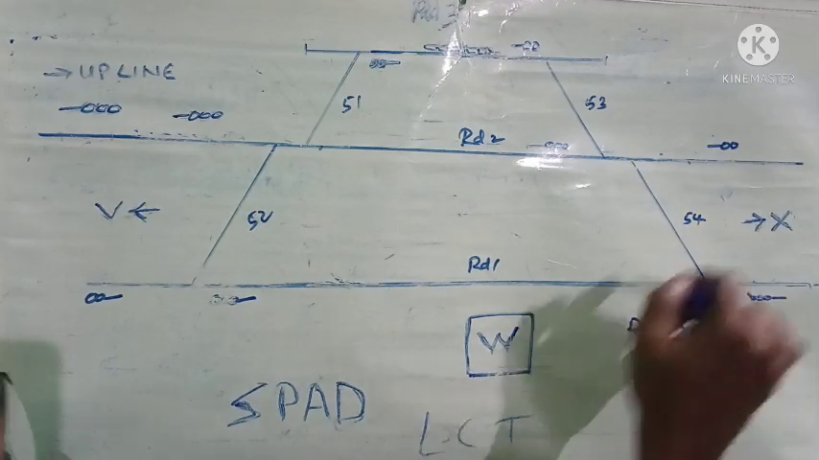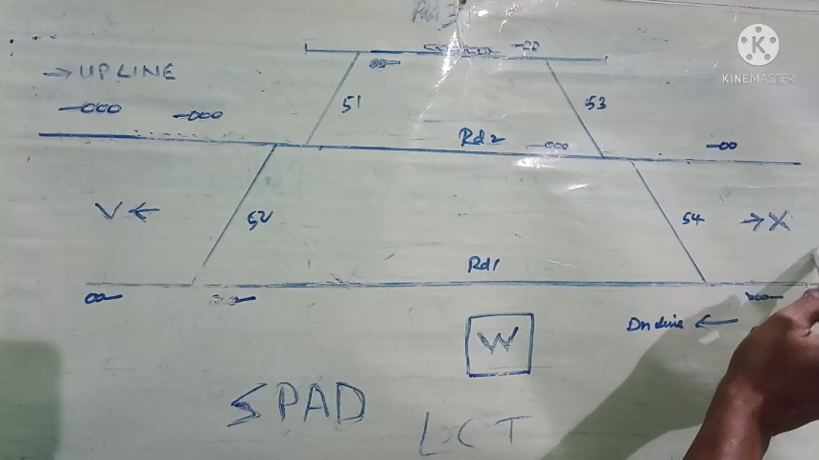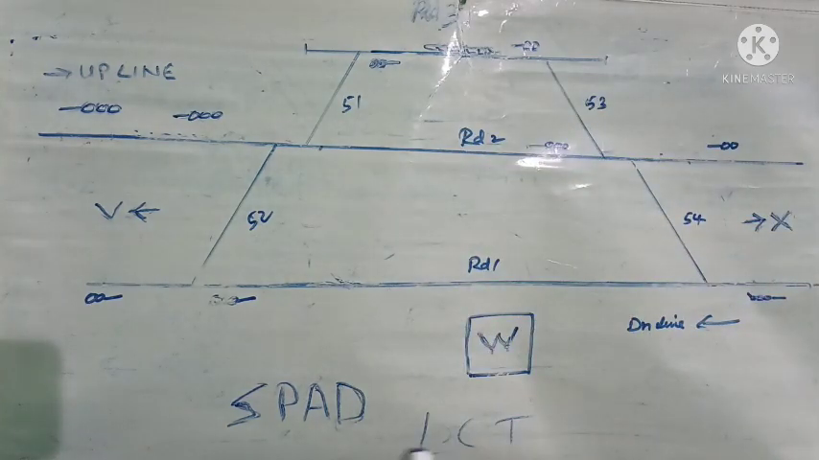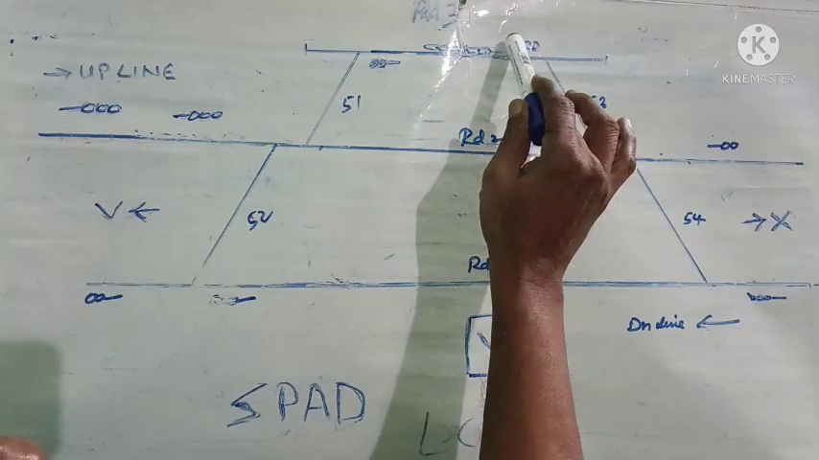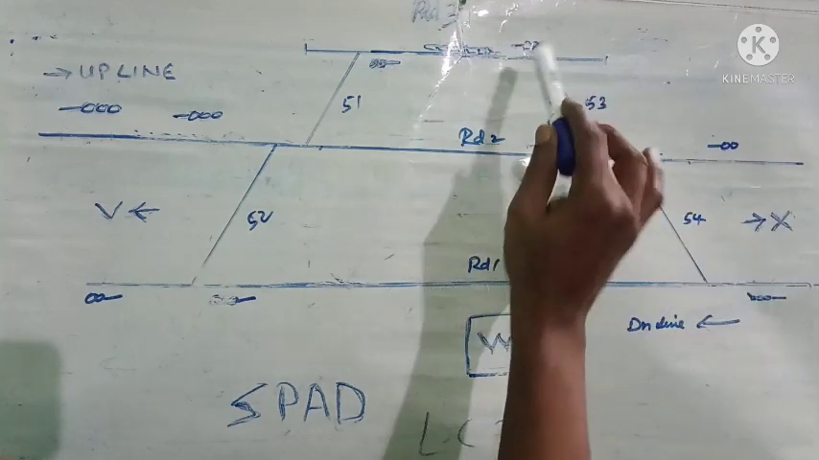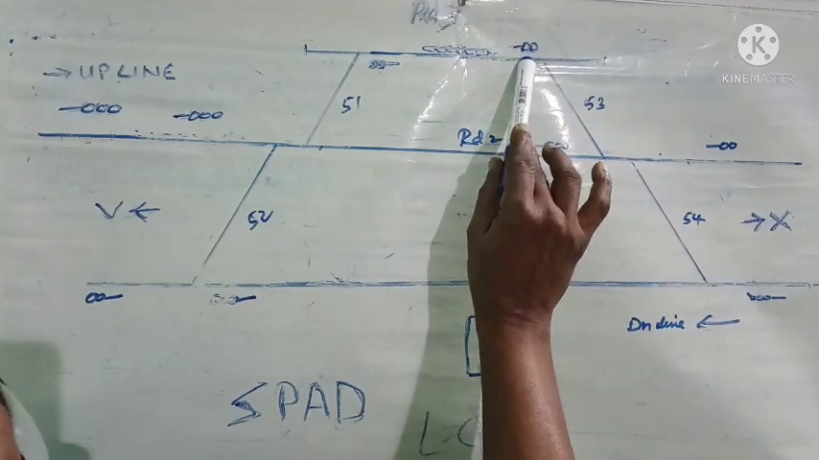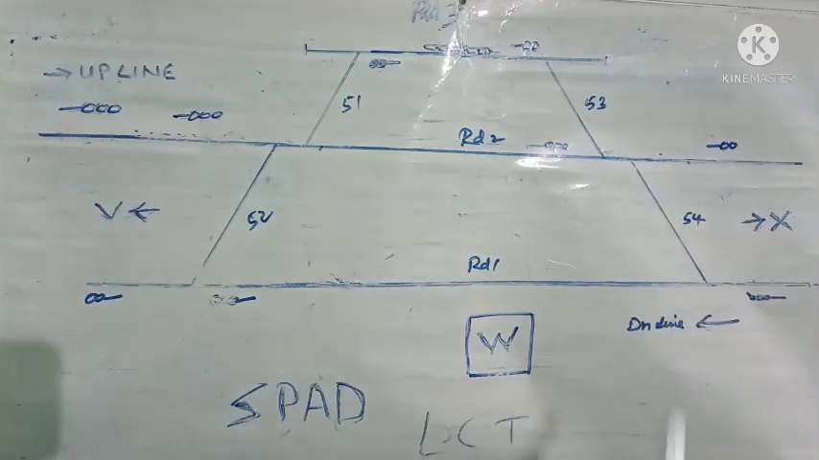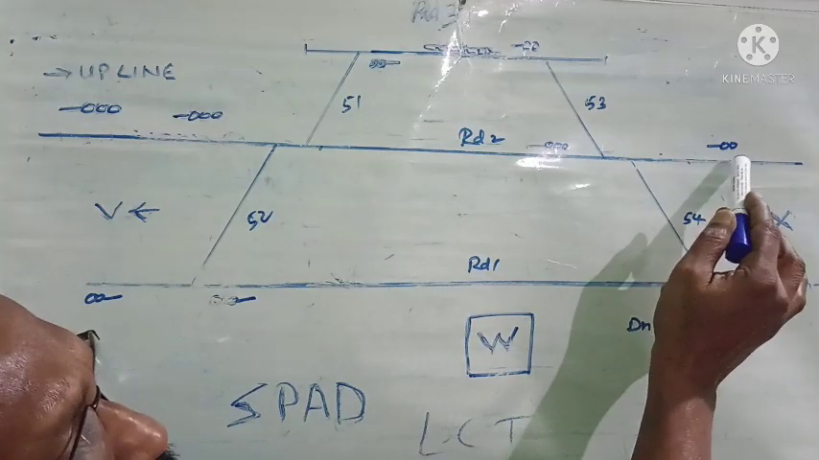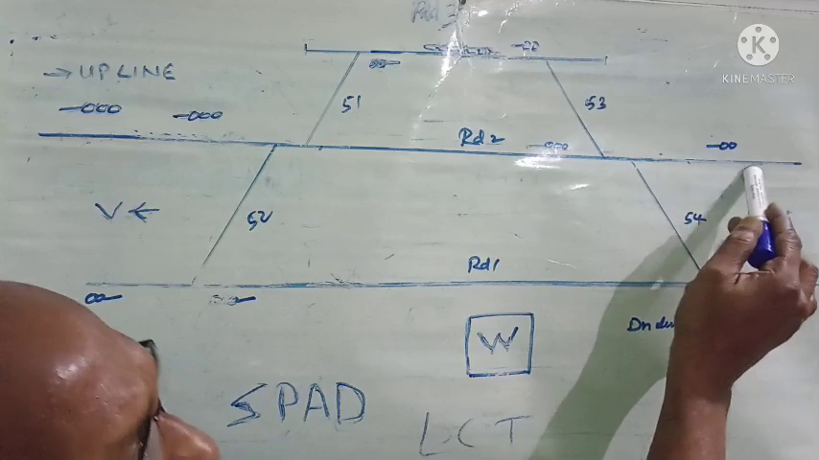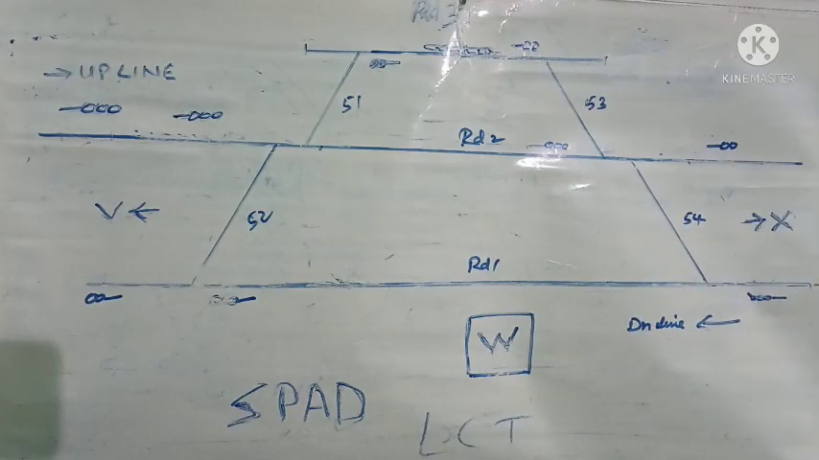Station master W will seek line clear again from station X, and he will prepare the line clear ticket, and the train will be dispatched from here. Here the starter will be taken off, but this advanced starter will not be taken off. This is how the passing of the advanced starter at on by the loco pilot is dealt with.